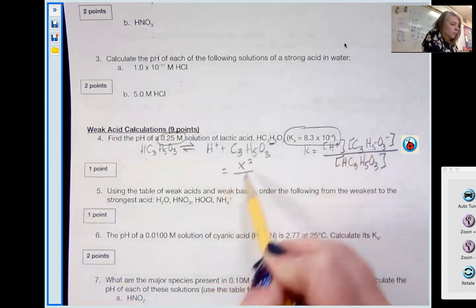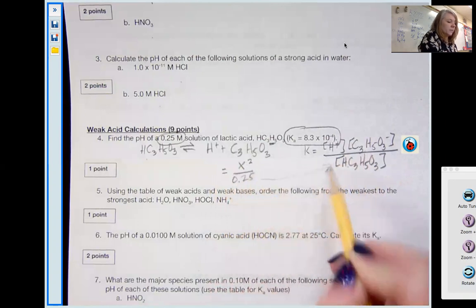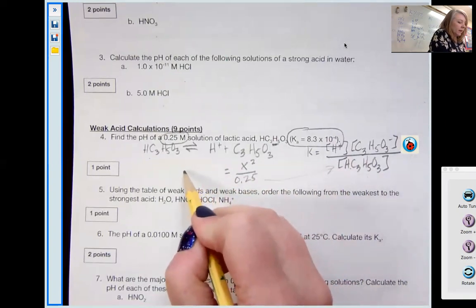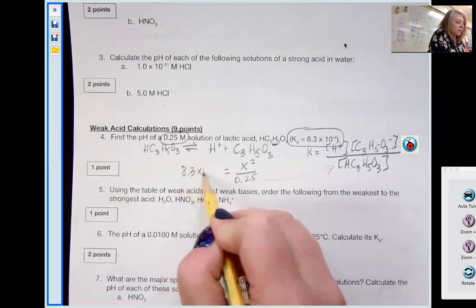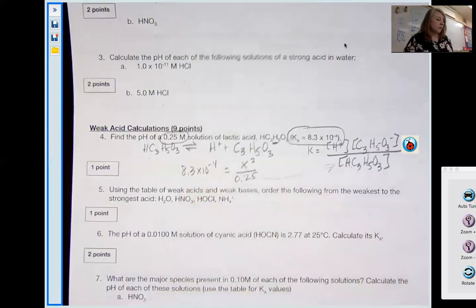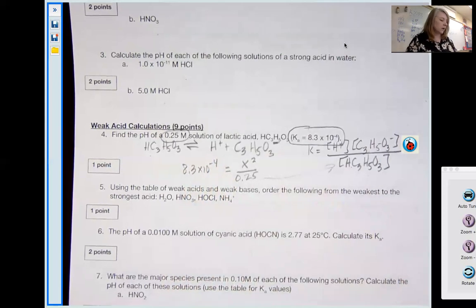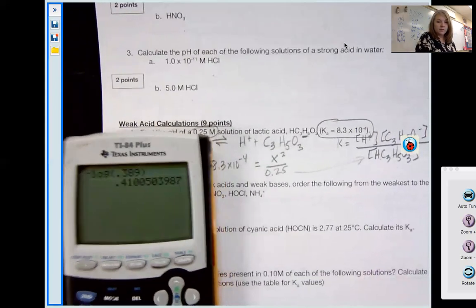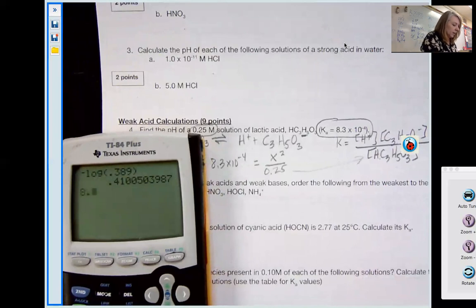And on the bottom, we're going to put in our original concentration for the acid. And then that's equal to your Ka value, 8.3 times 10 to the negative 4th. Okay, multiply across your equal sign, solve for x. So I'm going to do that one real quickly. 8.3 times 10 to the negative fourth times 0.25. And then we need to take the square root of that.